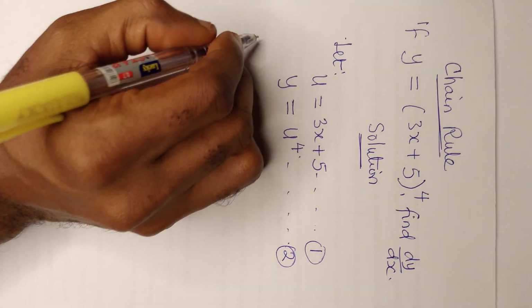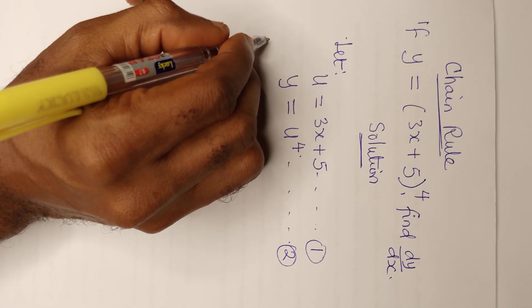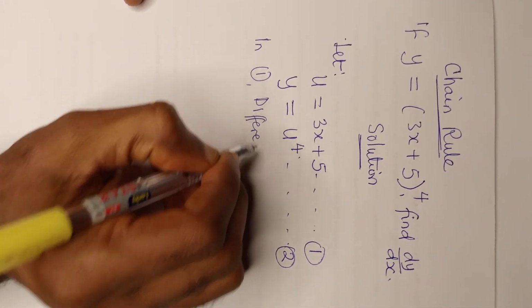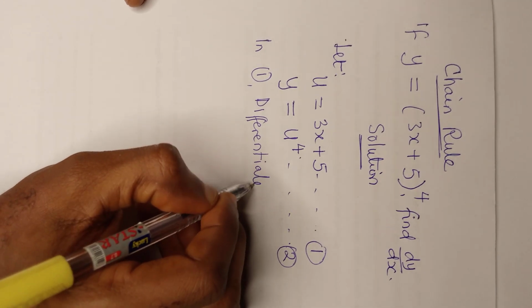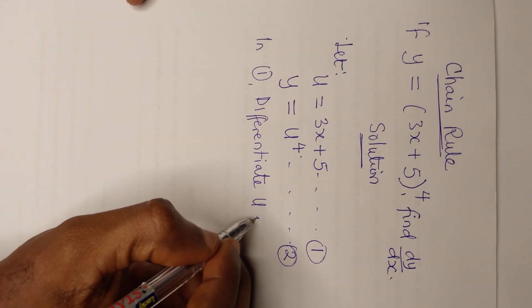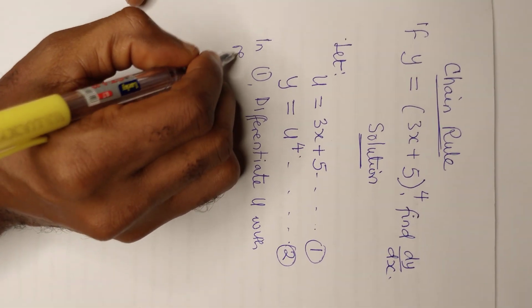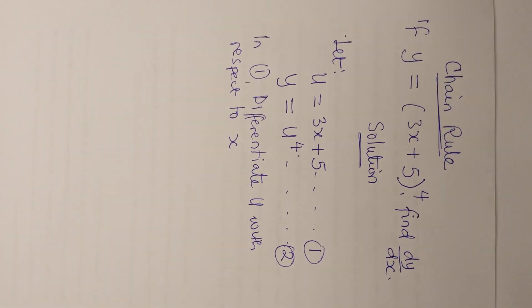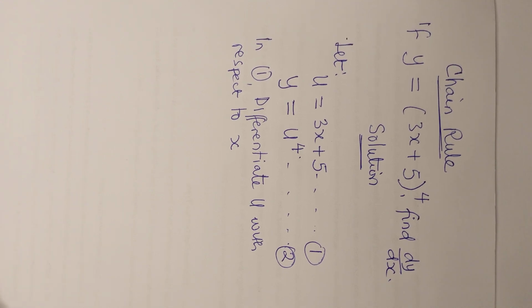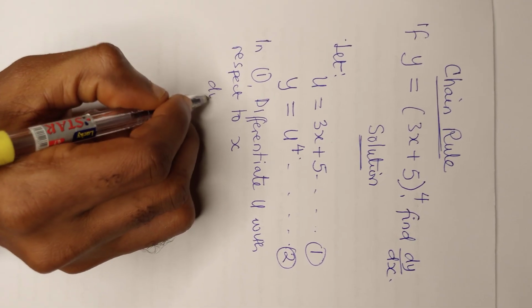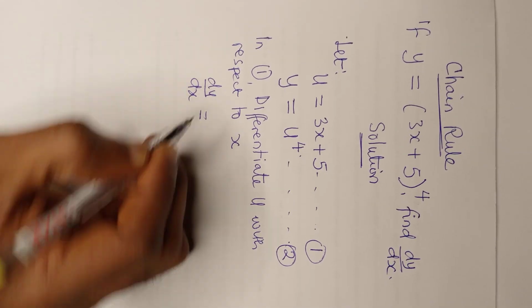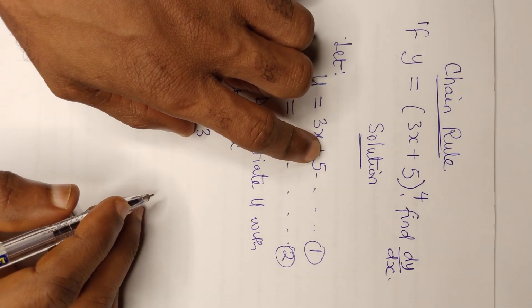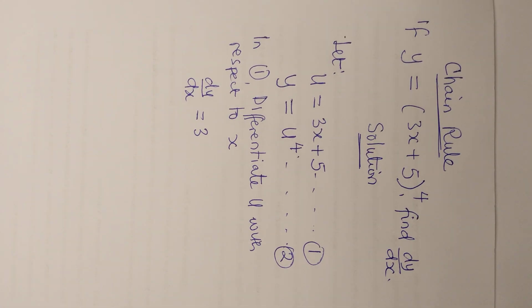We can now differentiate equation 1, differentiate u with respect to x. So in equation 1, if we differentiate u with respect to x, we are going to have du over dx equal to, when we differentiate 3x, it will be 3. When we differentiate 5, it will be 0. So that one is gone.